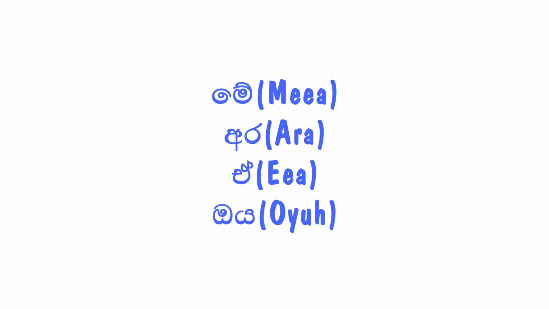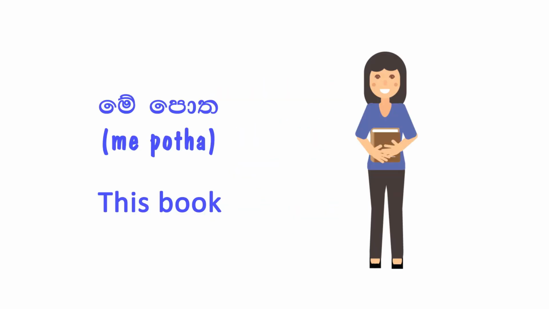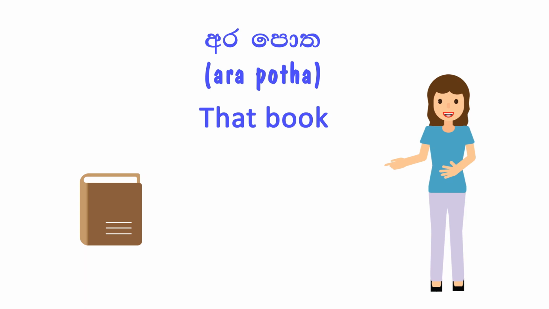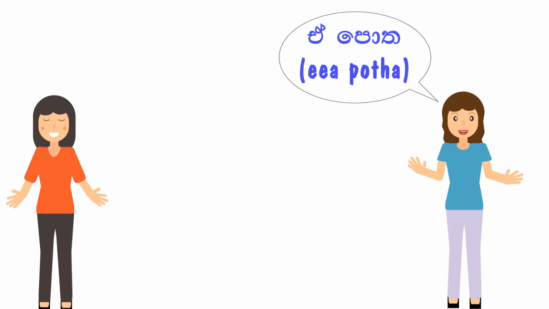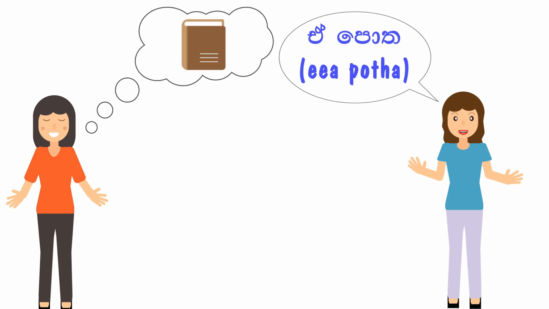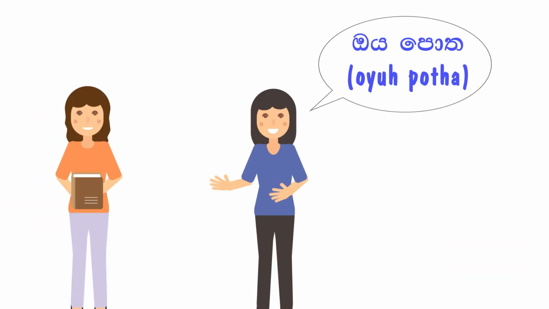To understand the usage of these four words, look at this picture. If you say me pota, it simply means this book. If you say arapota, you can see that book. That's why you say ara. If you say e pota, the listener knows what that book is. If you say oyapota, the listener has it. That's why you use the word Oyuh.